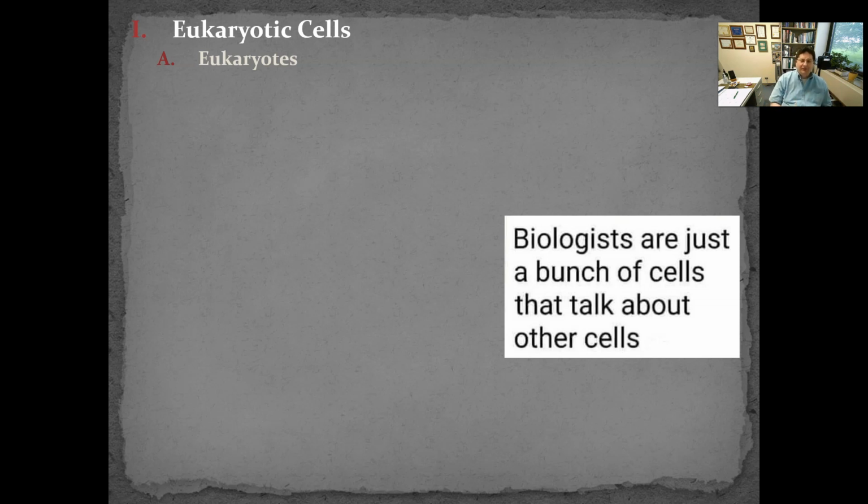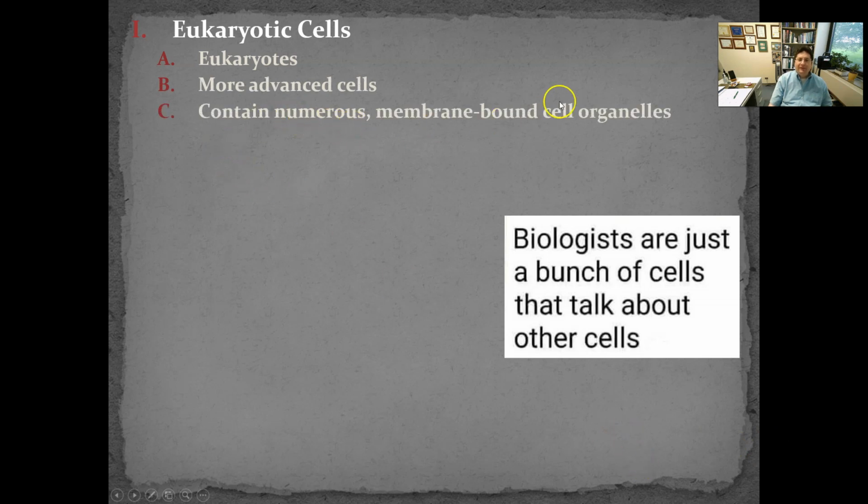So, eukaryotes are composed of more advanced cells we call eukaryotic. They contain numerous membrane-bound organelles. Now remember, organelles are the parts inside of a cell. Many organelles have a membrane around them, others don't. We may recall that prokaryotes can have organelles, but not those with a membrane around them. Eukaryotes can have any kind of organelle, with or without a membrane around them. And many organelles in eukaryotes are highly specialized.